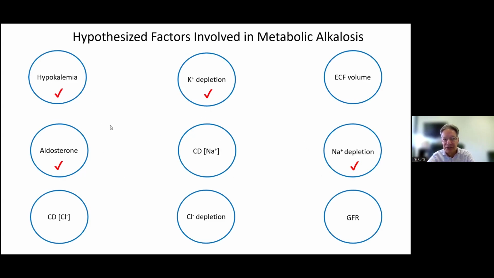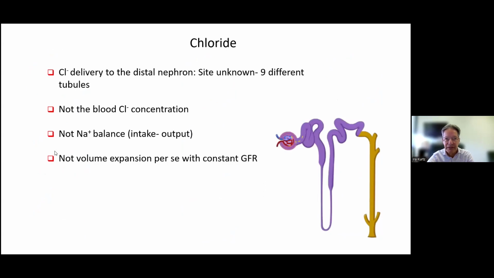We've already checked these off. Remember, these are now coupled with each other. And the aldo and the sodium depletion are coupled to each other. If you're sodium depleted, you get much less of an aldo effect. Now, what about chloride, which we're going to talk about for the rest of the talk? In the previous weeks, we talked about how in the studies that were done, chloride delivery to the distal nephron was felt to be an important mechanism as to how chloride is affecting the blood bicarbonate level.